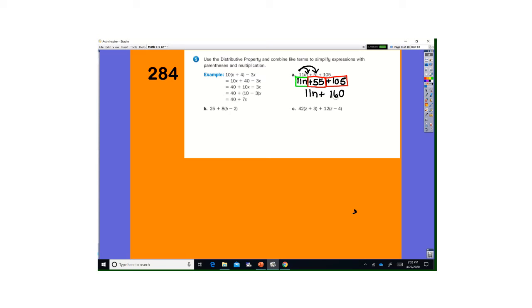You only combine your like terms. Same thing here. We have to do our distributive property. 8 times b gives me 8b. 8 times negative 2 is going to give me negative 16, because a positive and a negative number always are going to be a negative number. Then this is plus 8b, excuse me.